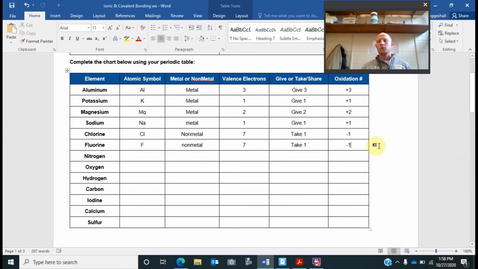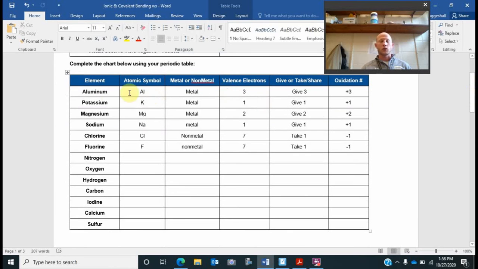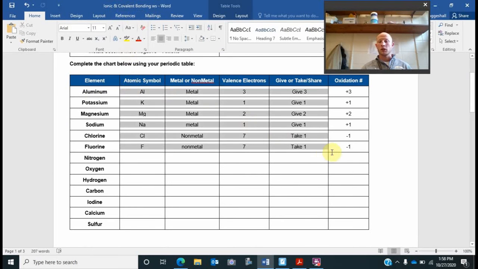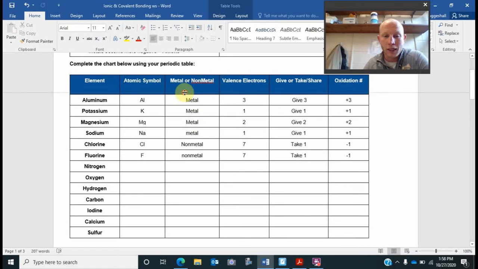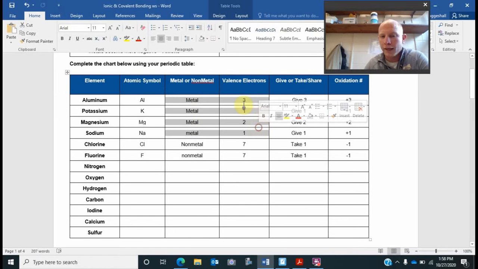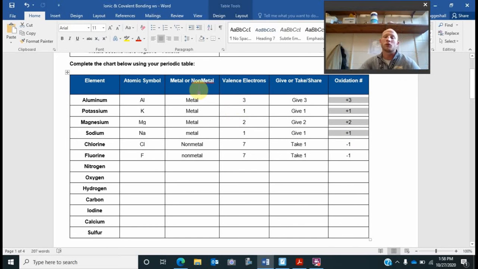All right. So, other than the quiz in class today, we started out going over the ionic and covalent bonding worksheet. If you want to pause the video and take a look at this, just a couple things that you can see. Our first couple guys are metals, and they have fewer valence electrons. And we notice that they're all positives. So metals do tend to become positively charged ions, right?